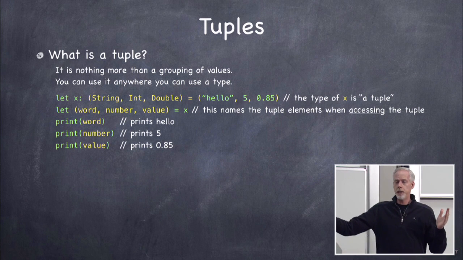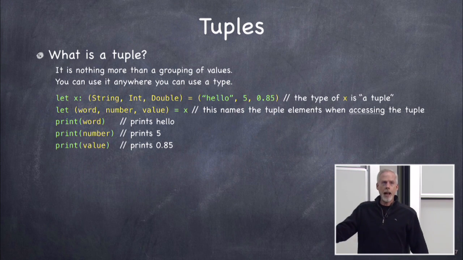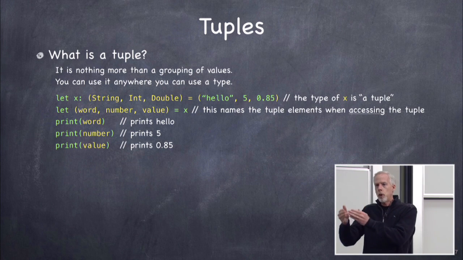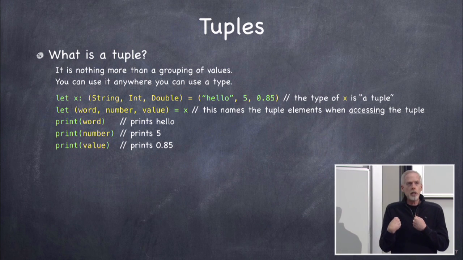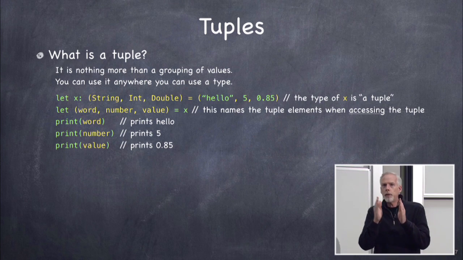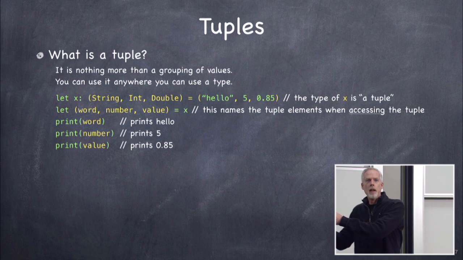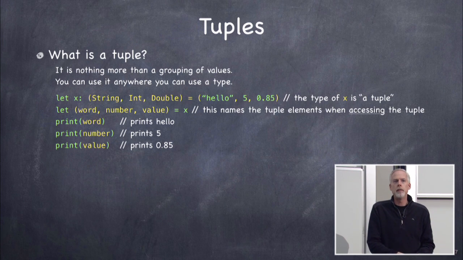A tuple can have any number of things in there, but realistically we probably only have 3 or 4, sometimes only 2, but it can have any number. And so I can set x equal to, in parentheses, any values of those 3 types. Here I've set it to hello, 5, and 0.85. Now I can get the values out into individual variables by saying let, parentheses, 3 different variable names, equal x. Now it will pull out the 3 different values into the 3 separate variables: word, number, and value. So it's kind of a mirror image. You can go either direction, putting things in or out.